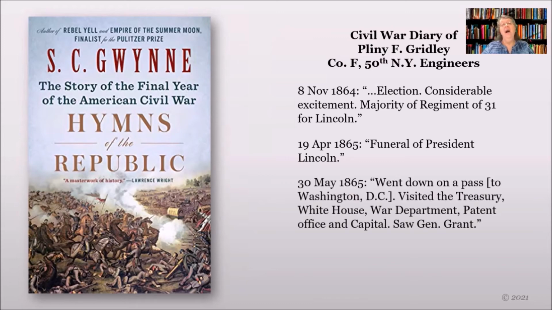On the 30th of May, 1865, just after the ending of the war, he was still stationed near Washington, D.C., and he was able to get leave. He mentions that he went down on a pass to D.C., visited the Treasury, the White House, War Department, Patent Office, and Capitol, and he even got a glimpse of General Grant.